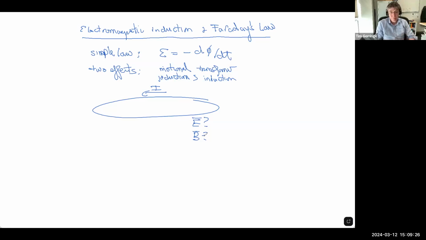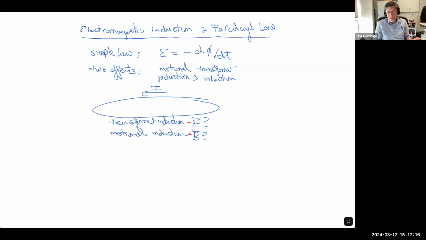And that's very interesting because we can think of motional induction as arising from the push due to the magnetic field in the neighborhood of a circuit, the push on moving charges in a moving circuit. And we can think of transformer induction as the push from an electrical field in the neighborhood of a circuit. It would push the electrons around the circuit.